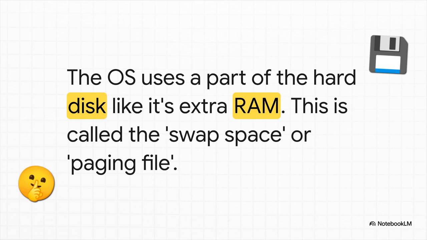So how does the OS actually create this illusion? How does it pull it off? Well, the secret is surprisingly simple, actually. It just borrows a little chunk of your much bigger but way slower storage drive, your hard disk or SSD. And it pretends that little chunk is just an extension of your super fast RAM. And this special reserved area on your disk, that's what we call swap space.